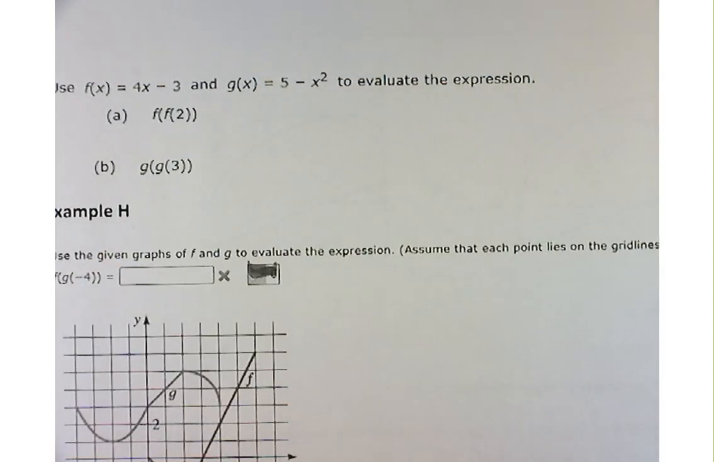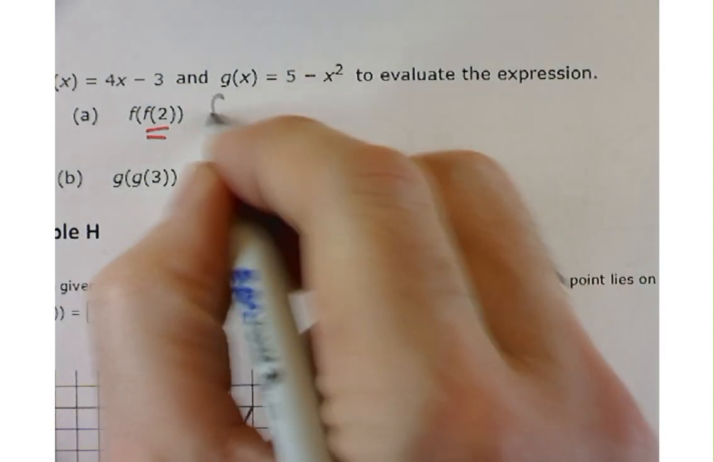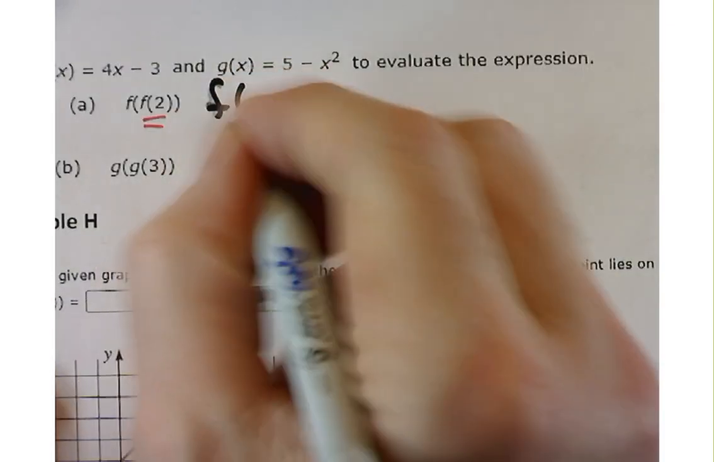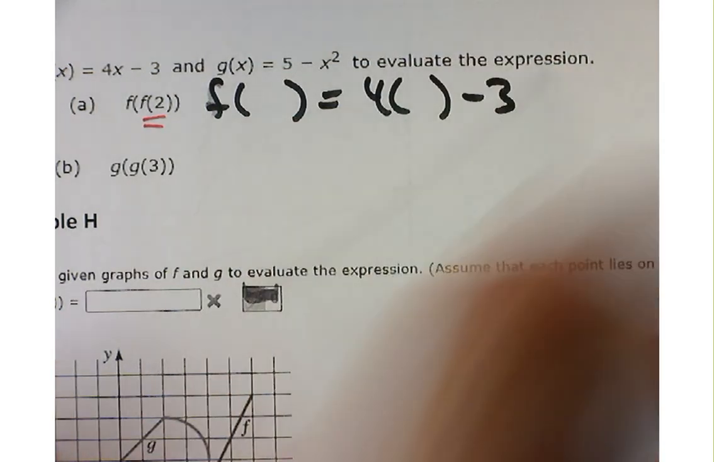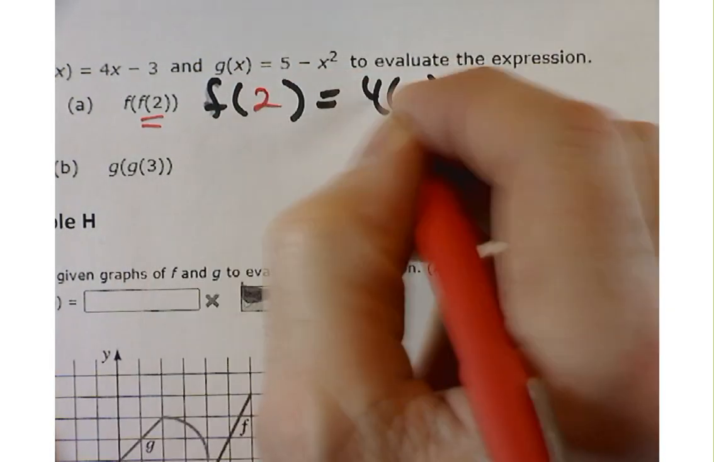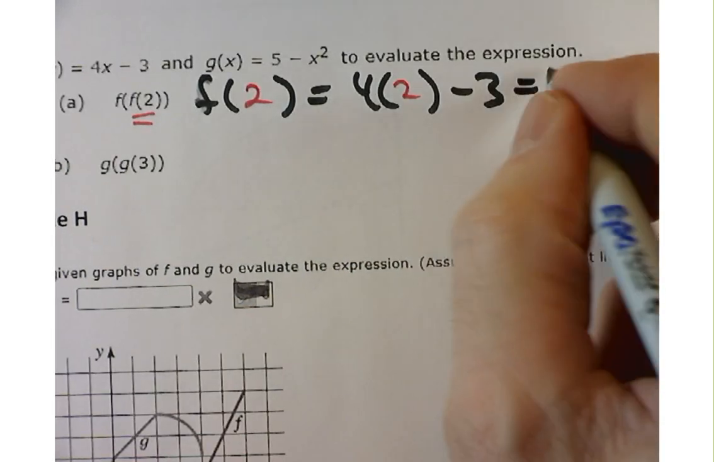The way you work these things is you start from the inside out. And the inside would be finding f of 2. So let's see if we can find f of 2. f of 2 would be 4 times 2 minus 3. So 4 times 2 minus 3 is 8 minus 3, which is 5.